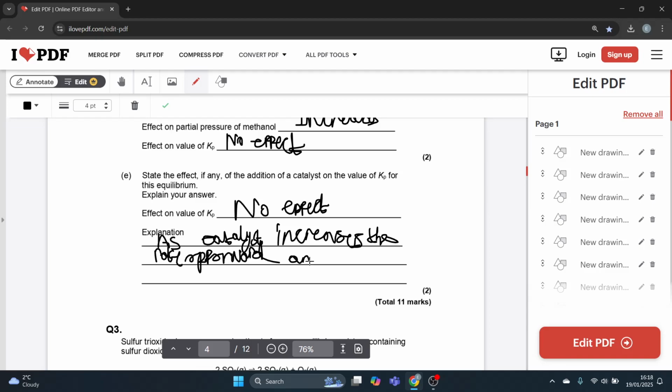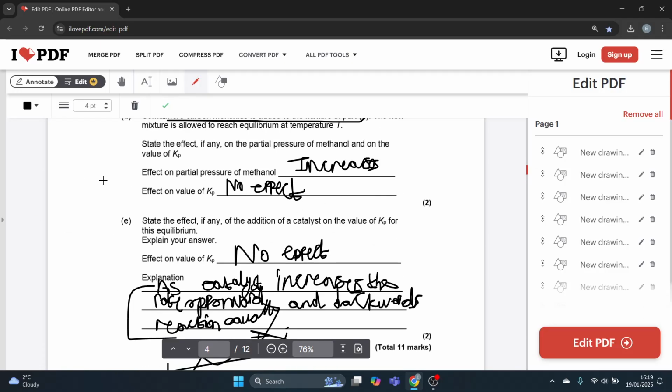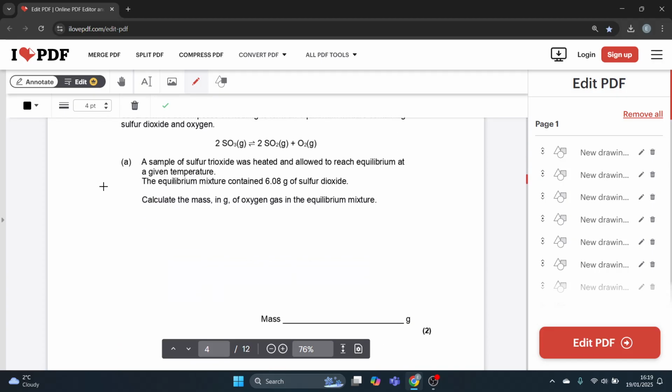And forward reaction, we'll just say backwards reaction, and backwards reaction equally. Very messy handwriting, but hopefully you get the point. Catalyst is going to increase the rate of forward reaction and reverse reaction equally, and therefore it's going to have no effect on the value of Kp. And we should know as well, only temperature can affect the value of Kp anyway.